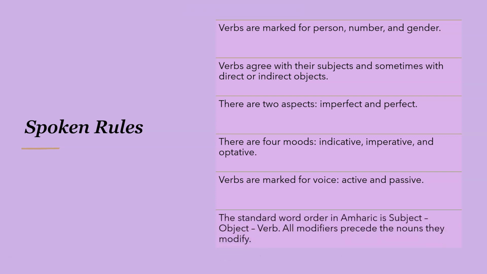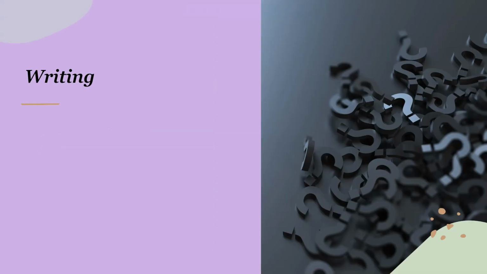The standard word order in Amharic, this is quite different from English, is subject, object, verb. All modifiers precede the noun that they modify. Usually in English, we might do subject, verb, object, or subject, verb, indirect object, object. But for Amharic, it's going to be subject, object, and then verb. The verb usually ends the sentence.